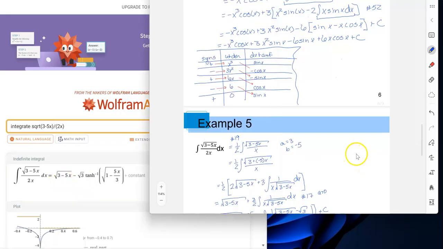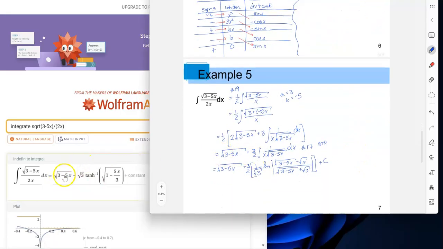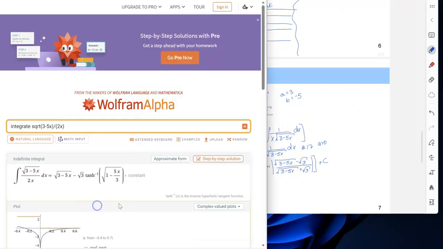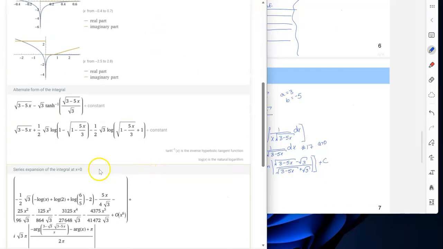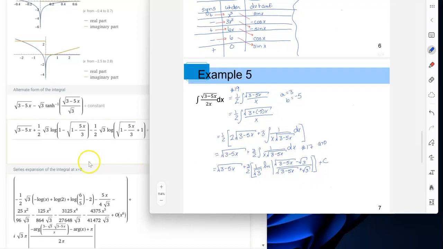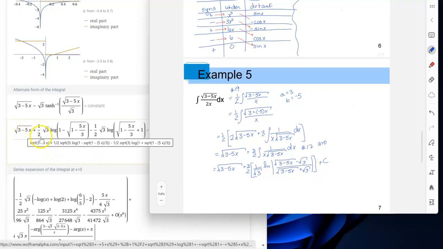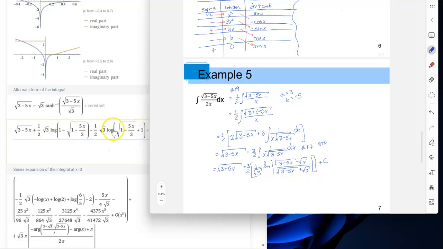So you can see that first term is the same, but then it used a hyperbolic tangent function to integrate this, whereas we use the tables to integrate that. So it approached this in a different way. If we scroll down, you will see an alternative form. This one looks like it is algebraically equivalent to what we got using the tables.